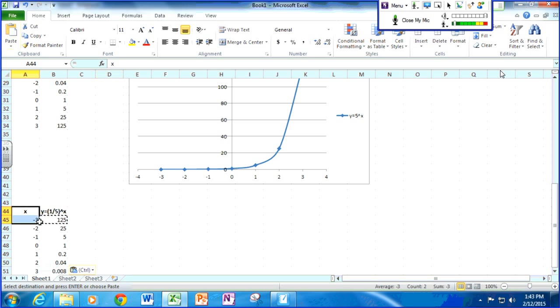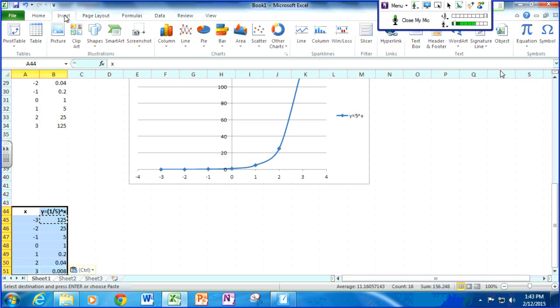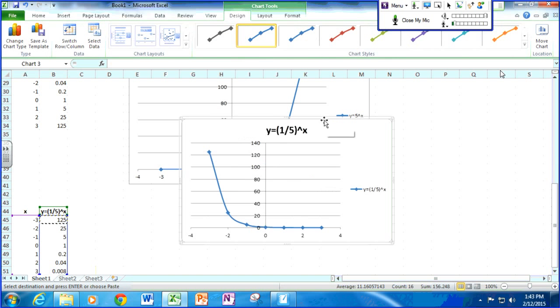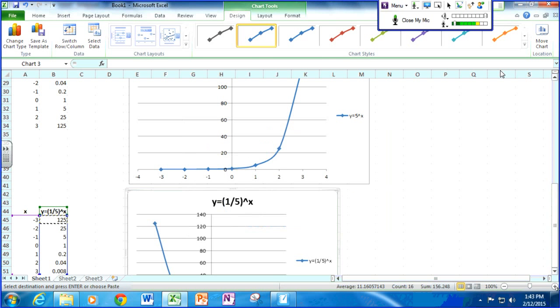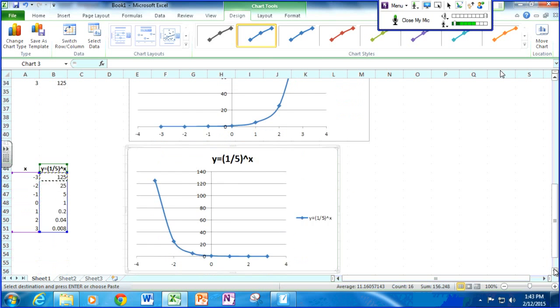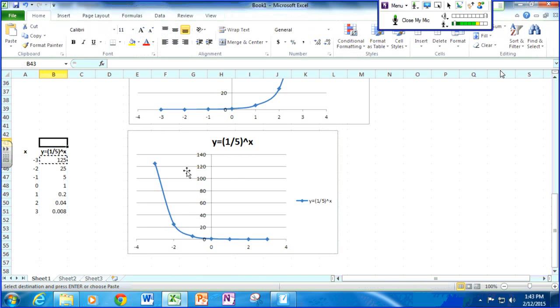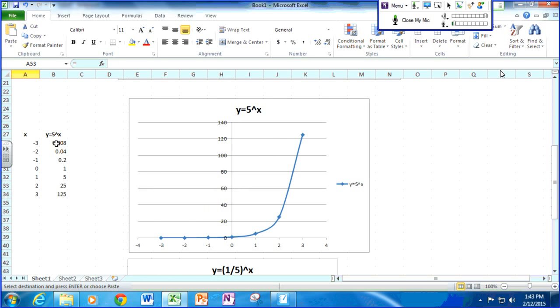And we'll go up, Insert, scatter chart. And so with very little effort, we were able to just change this, make a new table, and come up with a different formula, right? In fact, if I look at my key question and I see they're using 4 to the power x, it would be pretty easy just to go and change this to be 4 instead of 5, right?